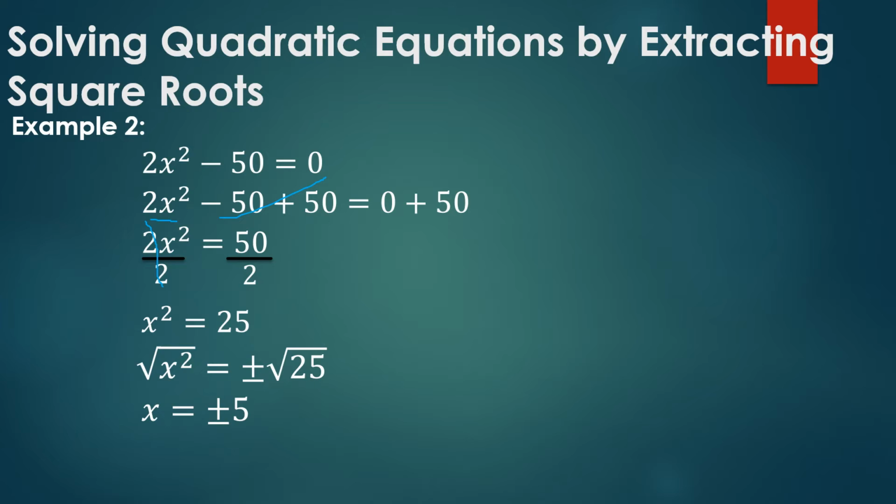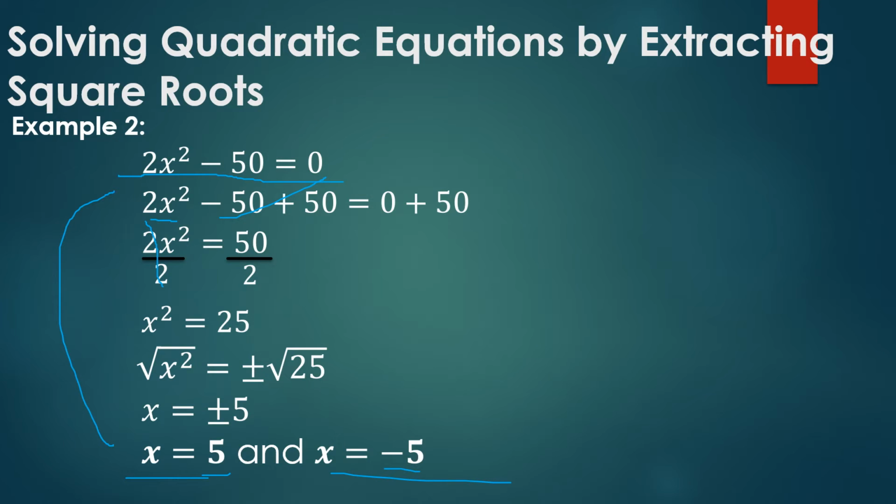Therefore, the value or the values of x in our equation 2x squared minus 50 is equal to 0 is 5 and negative 5. Again, para malaman natin kung tama ang sagot natin, we are going to verify that using checking, in which we are going to substitute the values of x into our equation.